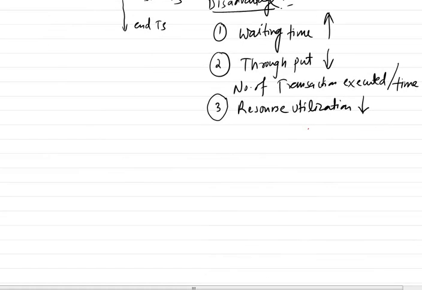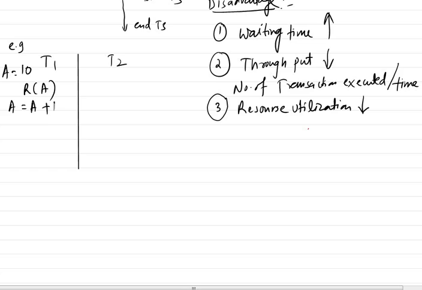Now we will understand what a serial schedule is by using an example. Consider we have T1 and T2. Consider T1 reads A, and A has a value of 10. Then it updates the value by A equals A plus 10. Now perform write of A. Now its value will be 20. After completion of T1, T2 will start.